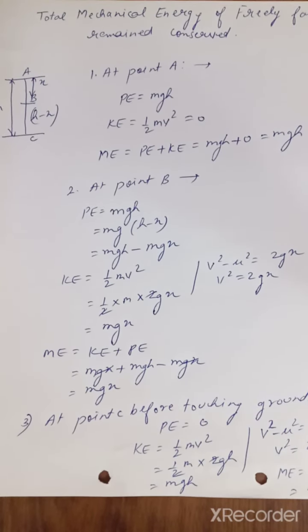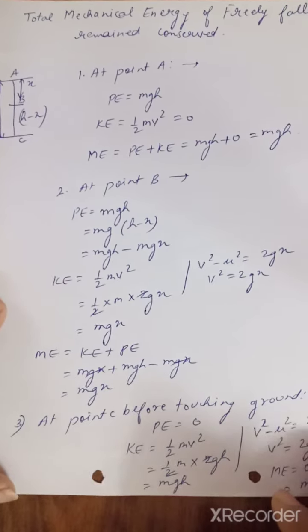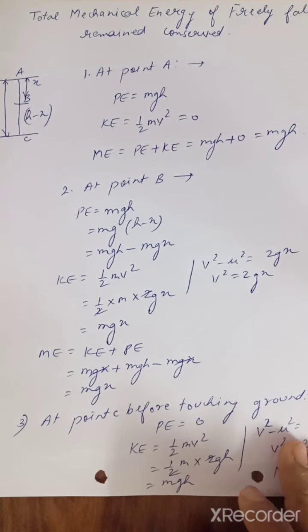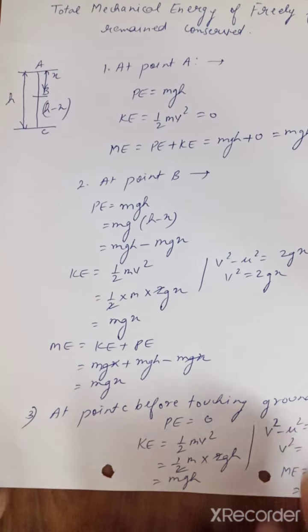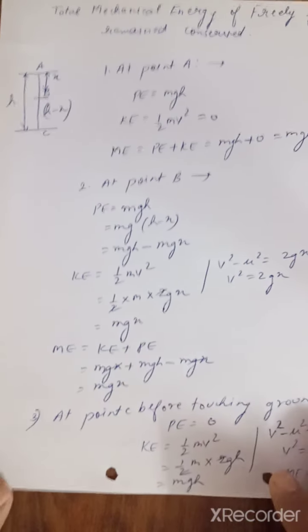Hello students, today we are studying the next topic of the chapter Work and Energy, which is very important, and this will carry 5 marks in the examination. We are doing the total mechanical energy of a freely falling object remains conserved. Now already we have done that mechanical energy is the sum of the potential and the kinetic energy.